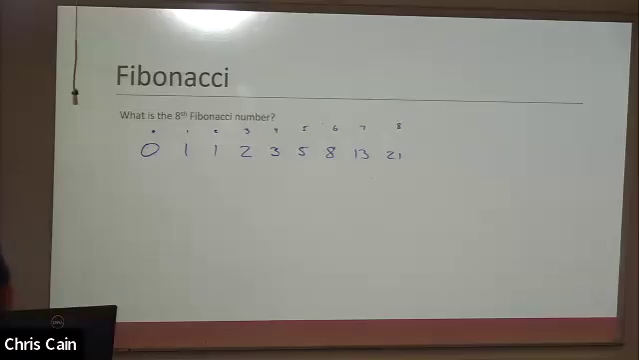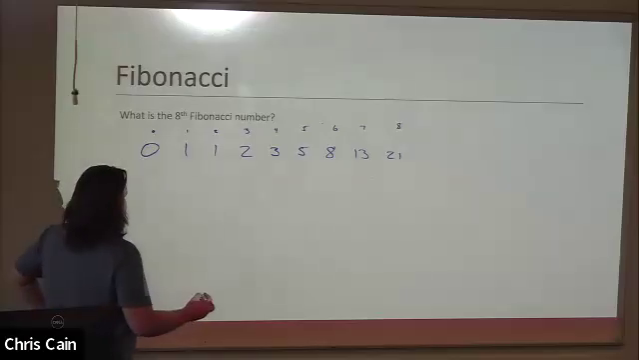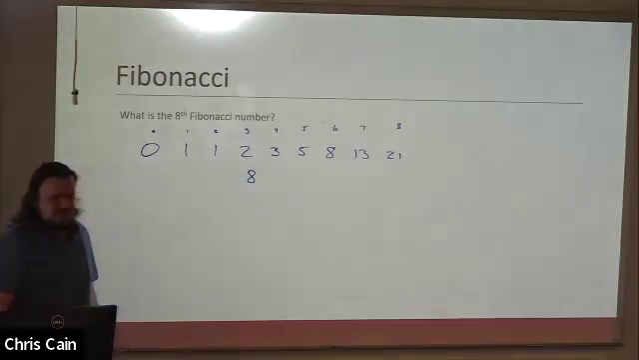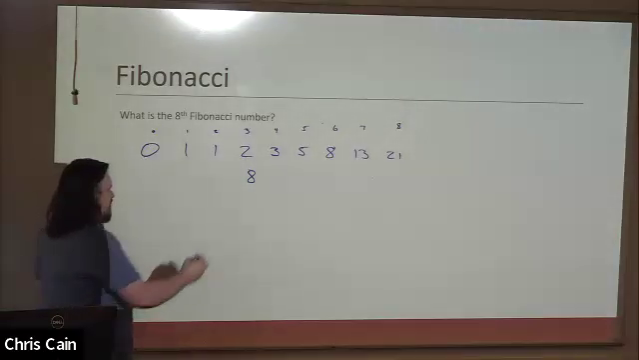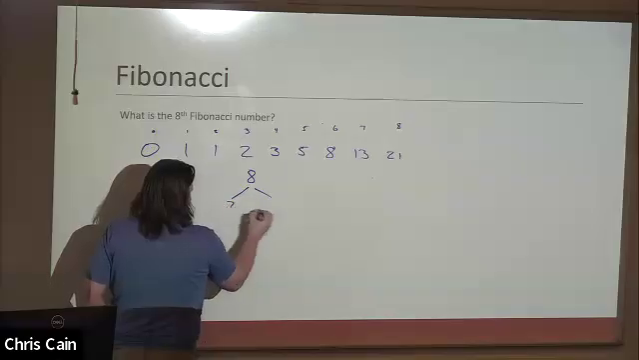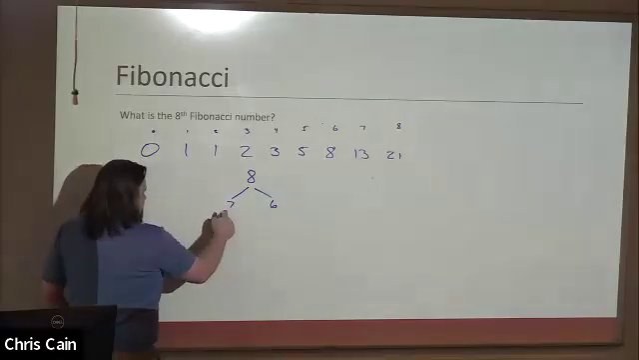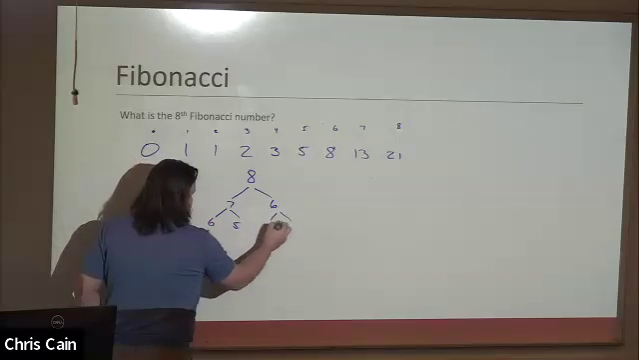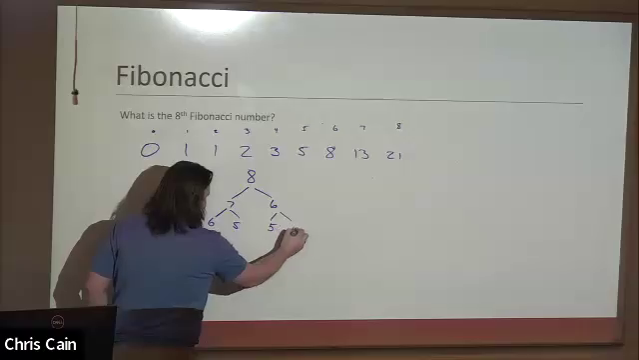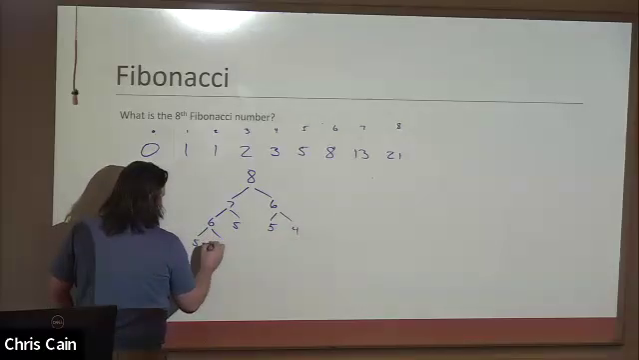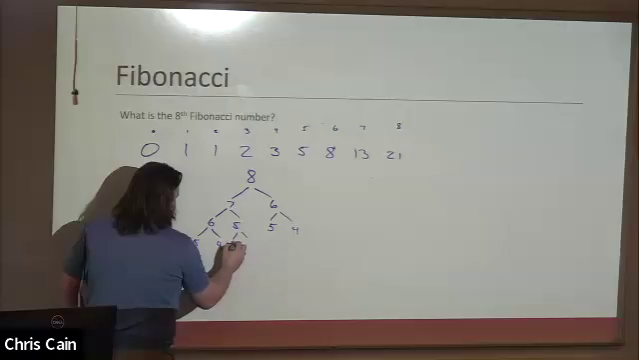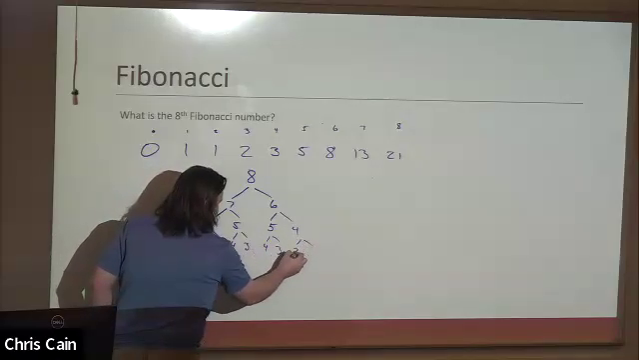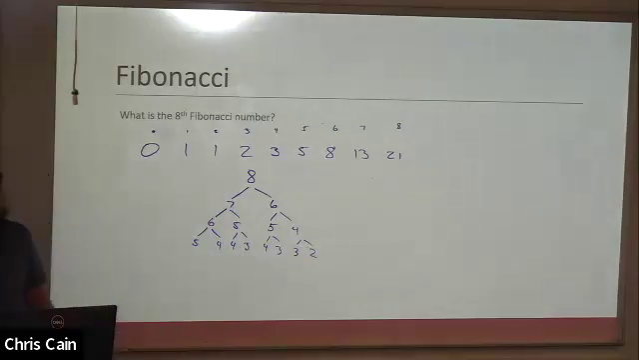So I'm going to redraw this in terms of a tree. I'm just going to create a number that is the solution to Fibonacci of 8. Recursively, this would break down into Fibonacci of 7 and Fibonacci of 6. 7 would break down into Fibonacci of 6 and Fibonacci of 5. 6 would break down into Fibonacci of 5 and Fibonacci of 4. 5 into 4 and 3. 4 into 3 and 2. And you start to see that we're repeating some work.